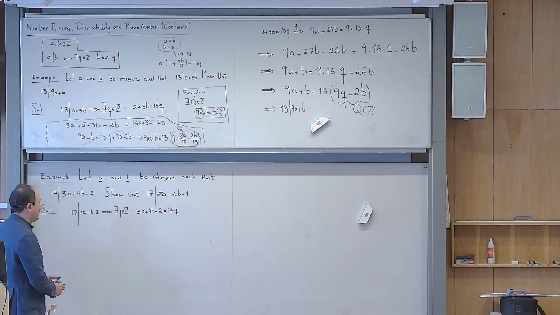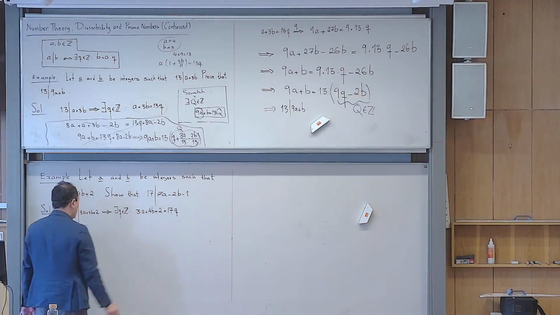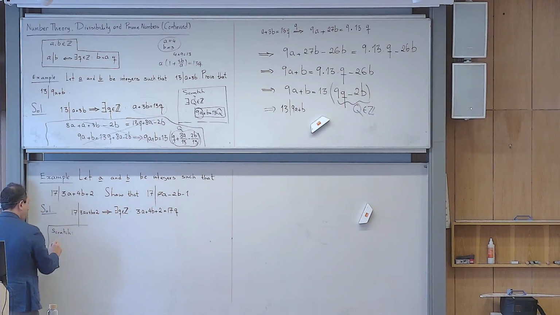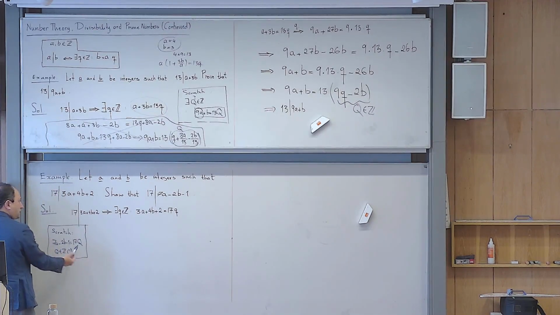That's what we know. Okay, again, you can go to scratch work. You can see what you are supposed to show. How can you achieve the goal? If you can show that the number on the right, 7A minus 2B minus 1, is an integer multiple of 17, where Q belongs to Z, then you are done. So you know what your goal is. You have this equality, and you somehow want to reach this other equality.